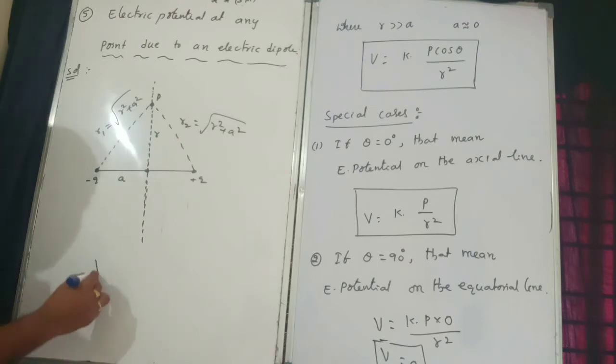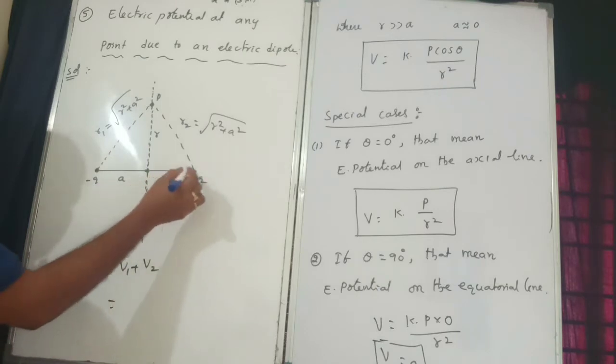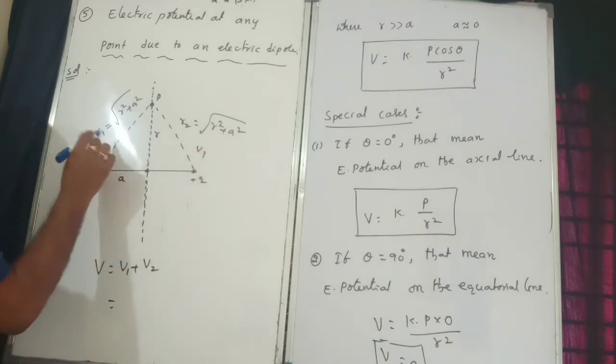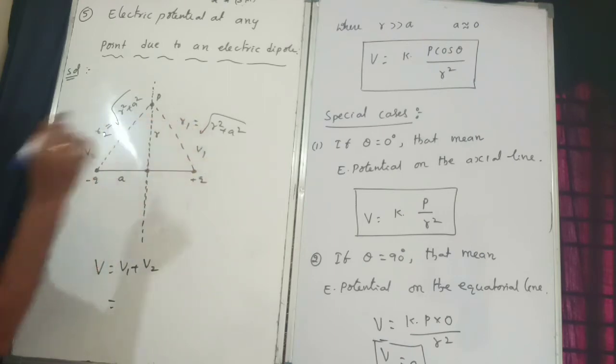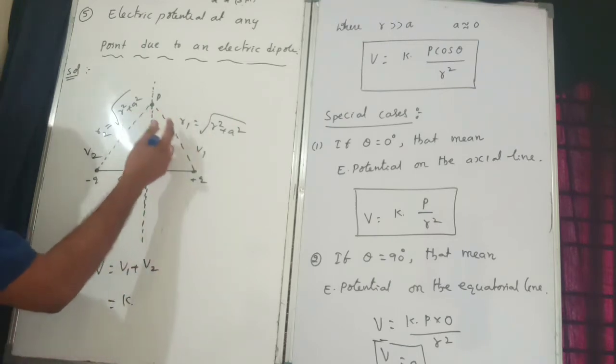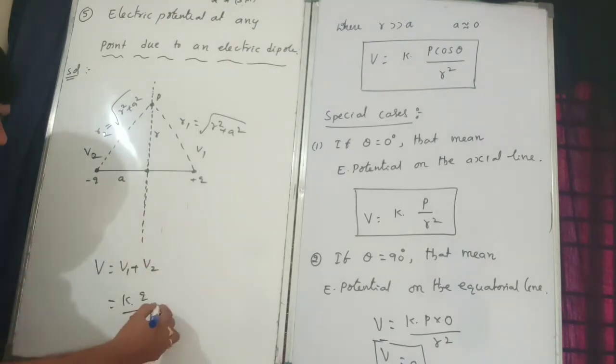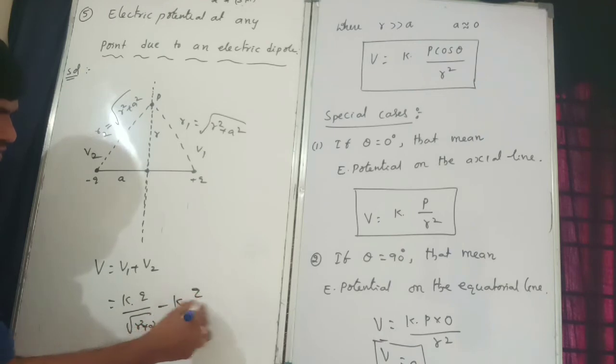Therefore V net is equal to V1 plus V2. If I take this as V1 and this as V2, right, no problem. So V1 is equal to positive K into Q divided by root over R square plus A square, and V2 is minus K into Q by root over R square plus A square.